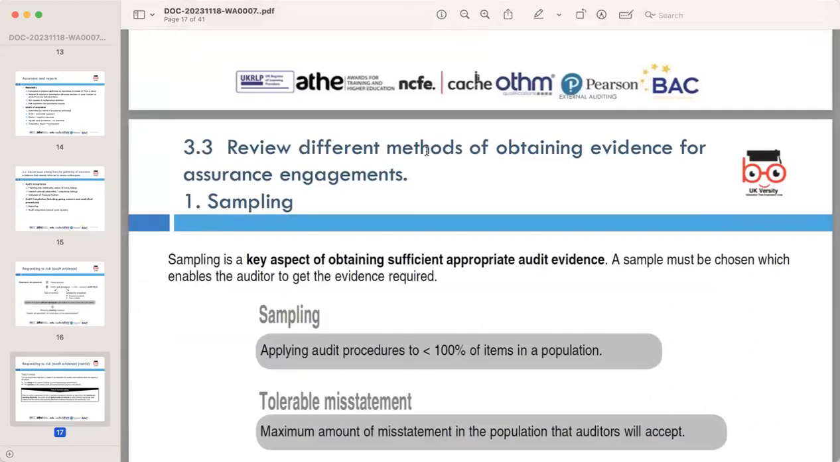Here, we review different methods of obtaining evidence for assurance engagements.